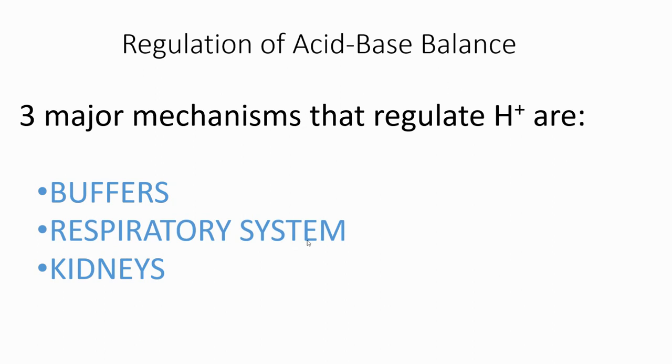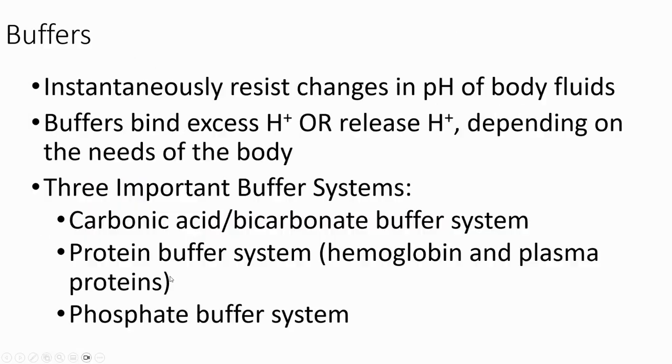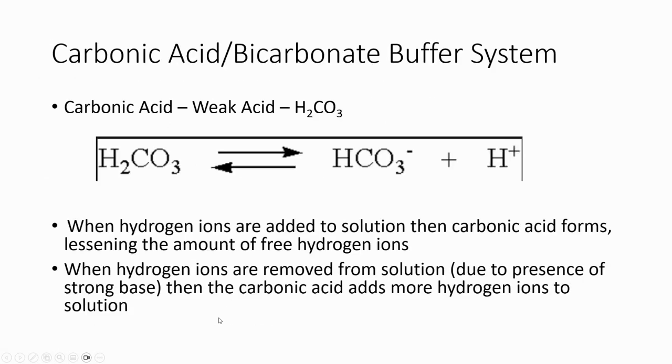There are 3 mechanisms that help regulate the hydrogen ion concentration. You've got buffers, you've got the respiratory system, and you've got the kidneys. So buffers instantaneously resist a change in pH of body fluids. Buffers bind to excess hydrogen ions, or they release hydrogen ions depending on what the body needs. 3 important buffer systems are the carbonic acid bicarbonate buffer system, the protein buffer system, which would be hemoglobin and plasma proteins, and the phosphate buffer system.